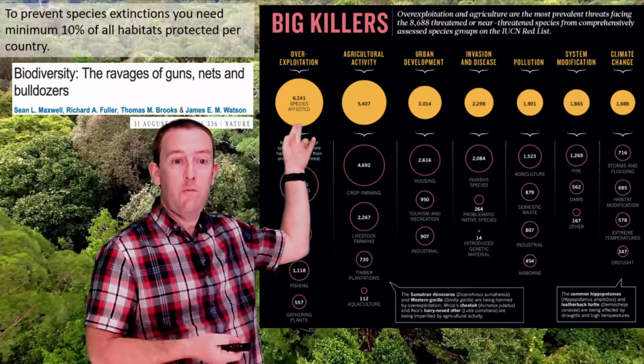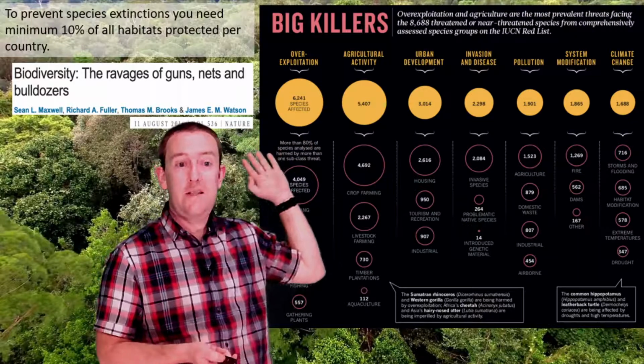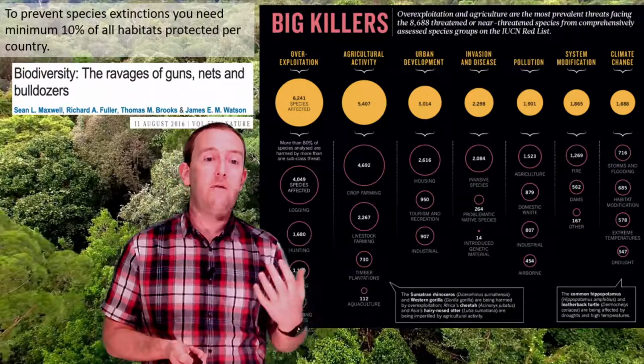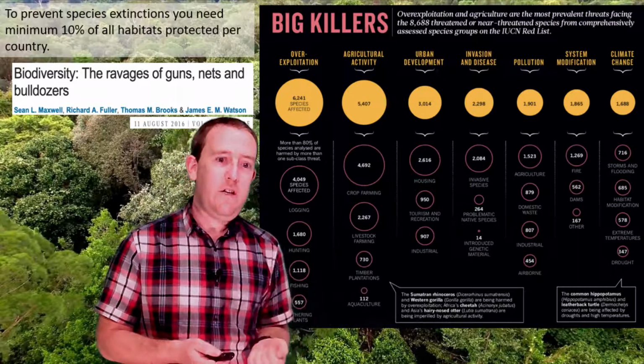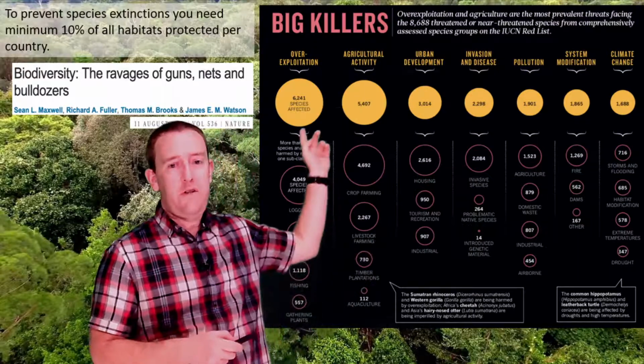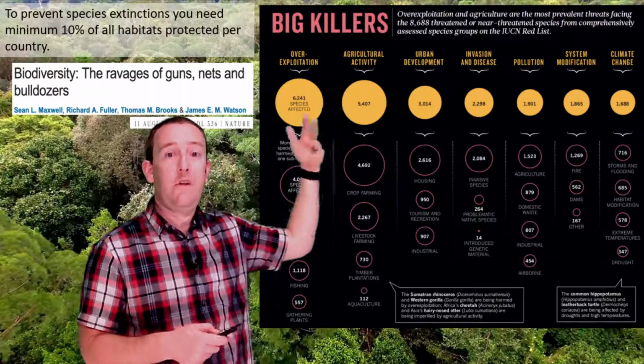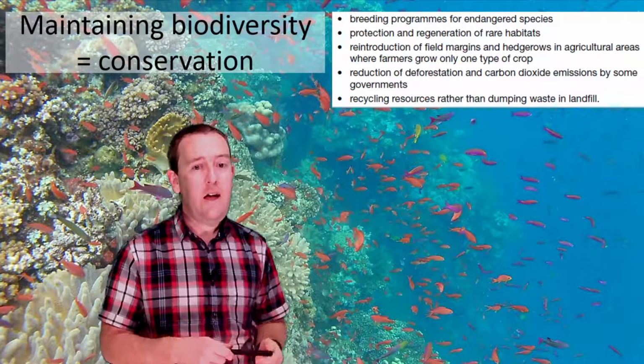It's more the human population. And really, this study found that to prevent species extinction, you need a minimum of 10% of all habitats protected in every single country. We don't have anywhere near that yet. As you can see, after over-exploitation, you've got agricultural activity, urban development, invasion of diseases, and so on and so forth, and climate change at the end.